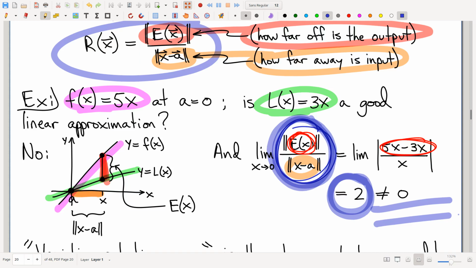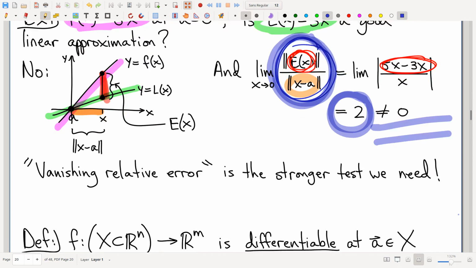So I'm going to call this good news. What we have now is a reasonable way to reject this obviously wrong linear approximation, right? The idea that 3x would be a linear approximation of 5x is silly, right? Requiring that the error vanish doesn't eliminate it, but requiring that the relative error vanish does eliminate it.